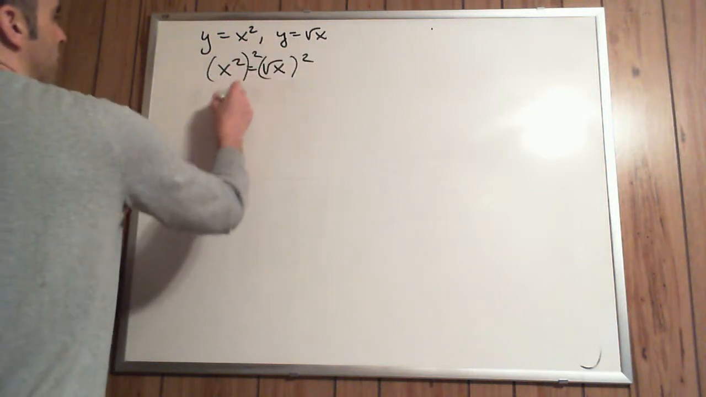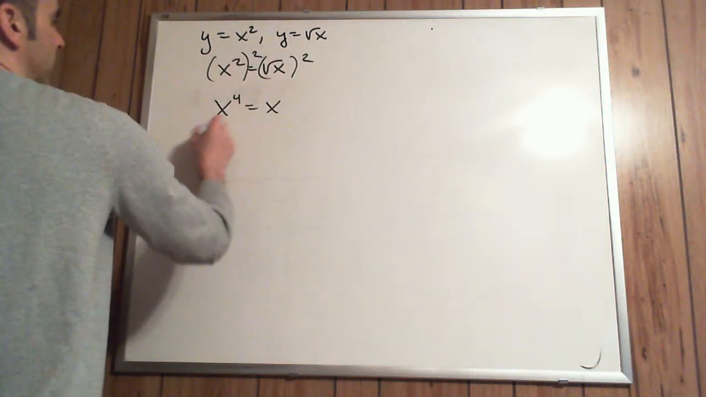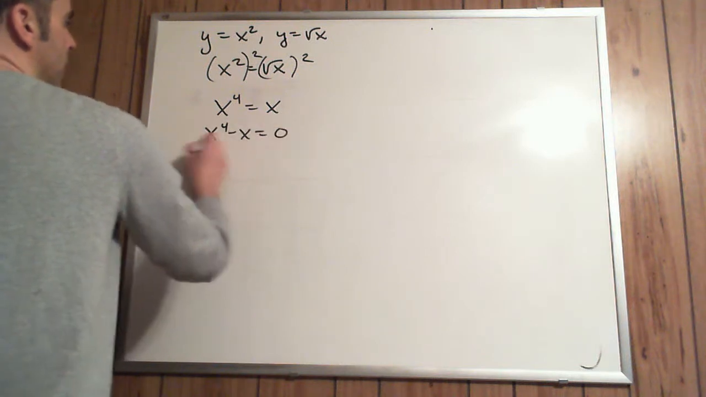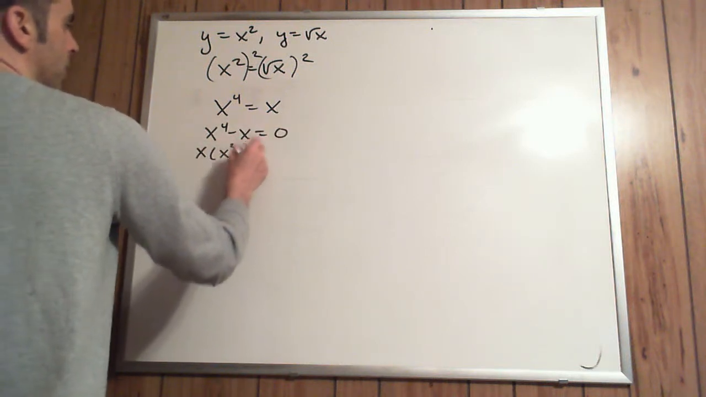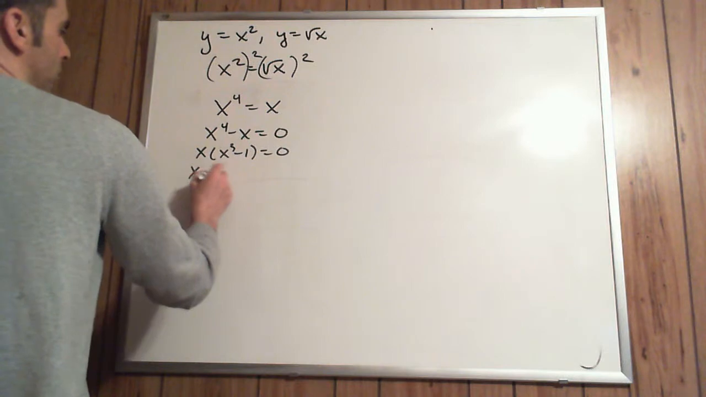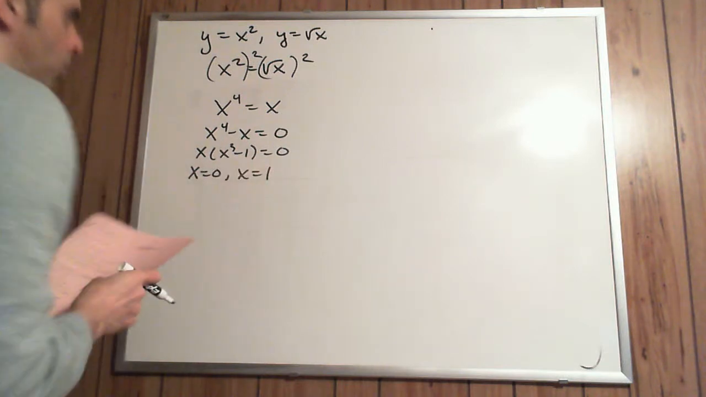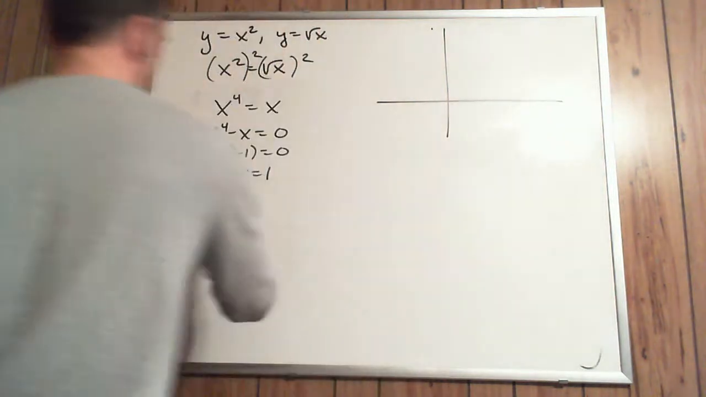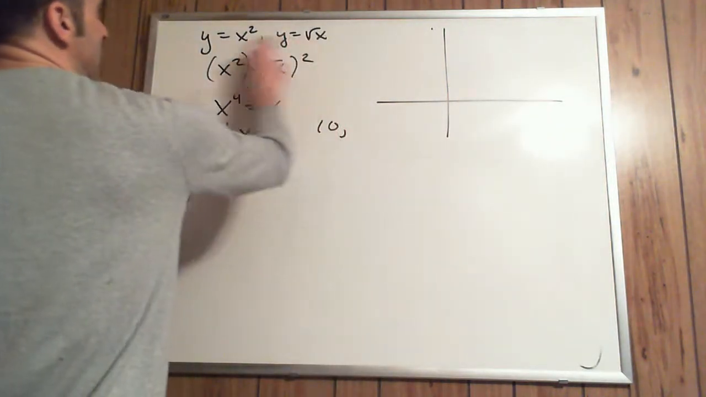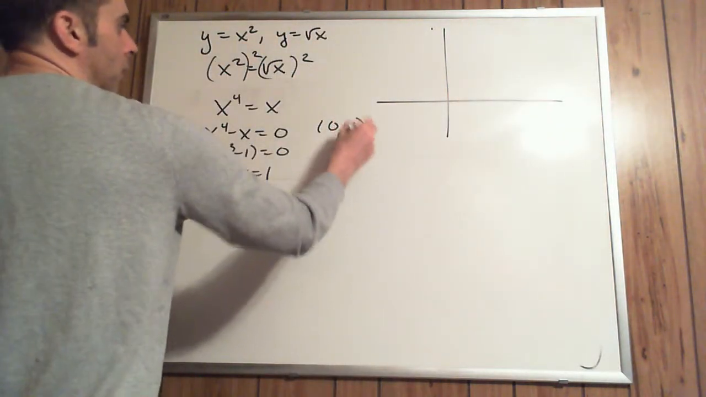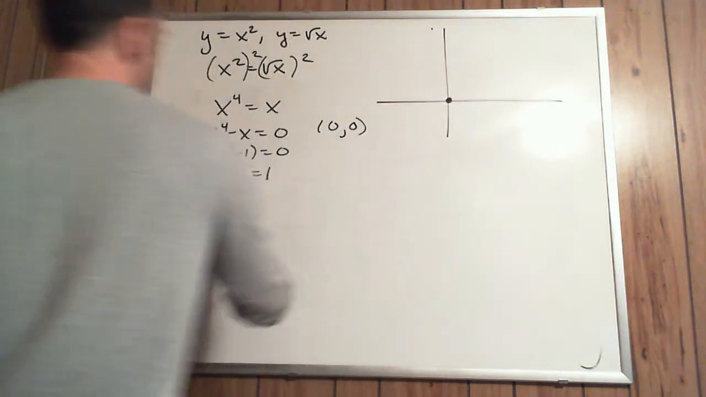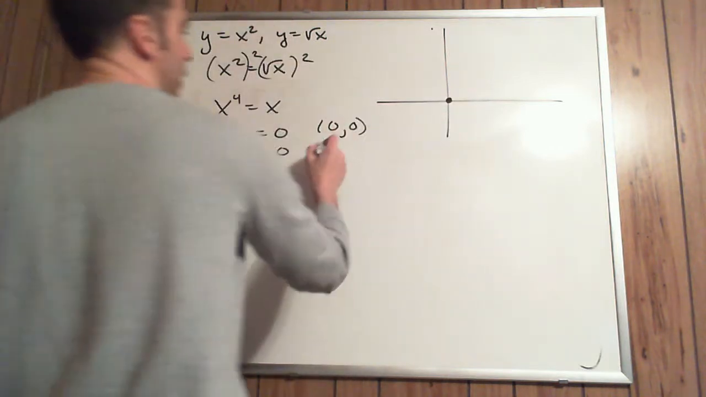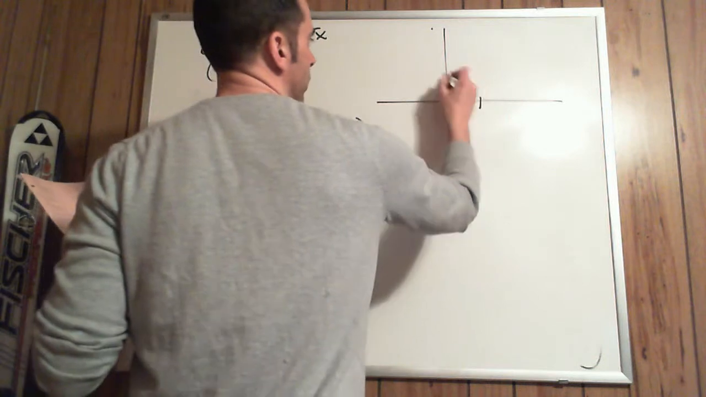So now I get x to the fourth equals x, set it to 0, take out an x, and x would be equal to 0, or x would be equal to 1. Okay, so then now when x is 0, put that into either one, doesn't matter, y will be 0. Pick x as 1, put it in, I get y is 1.